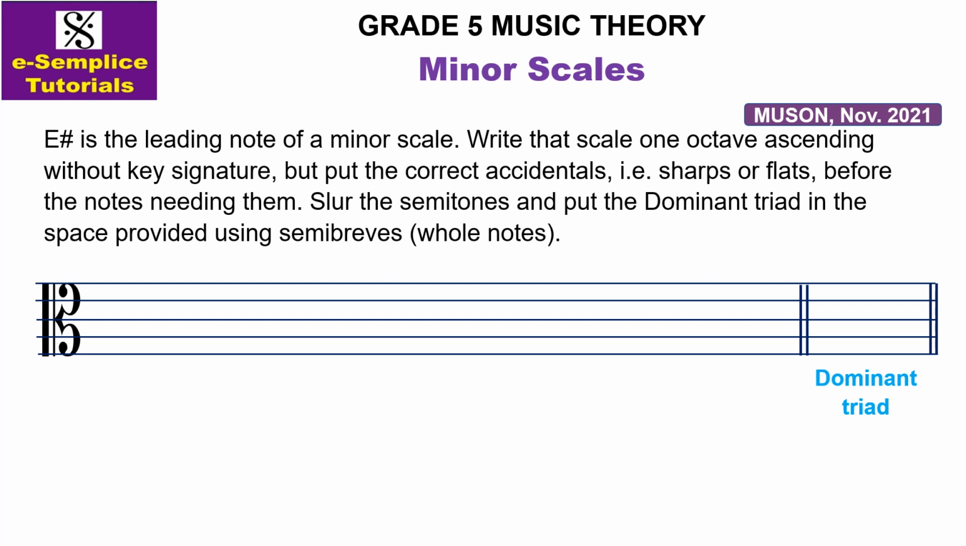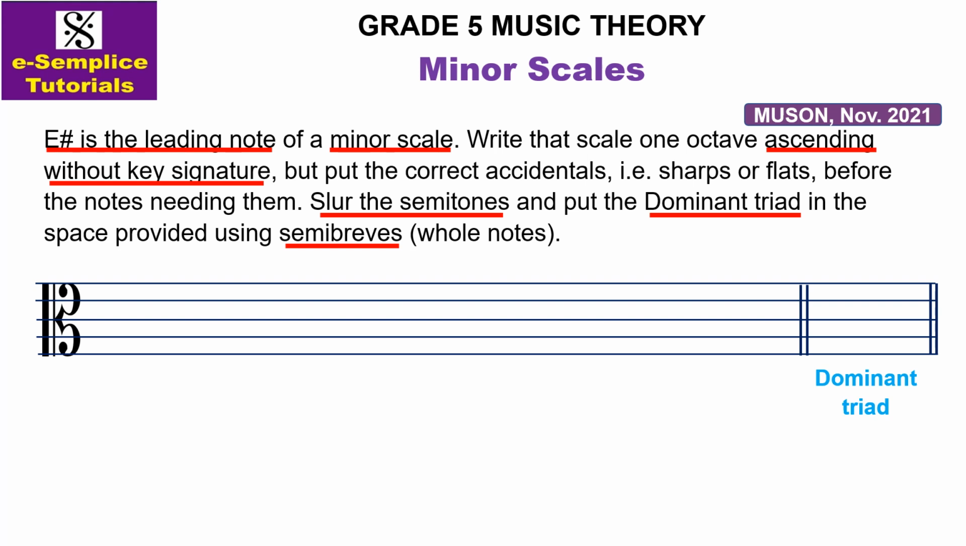Let's start by highlighting the requirements in this question. The first requirement is that E sharp should be the leading note of your scale. It should be a minor scale. The scale should be an ascending scale, and it should be written without key signature. You are to slot the semitones and put the dominant triad using semibreves. These are the requirements, and the clef is alto clef.